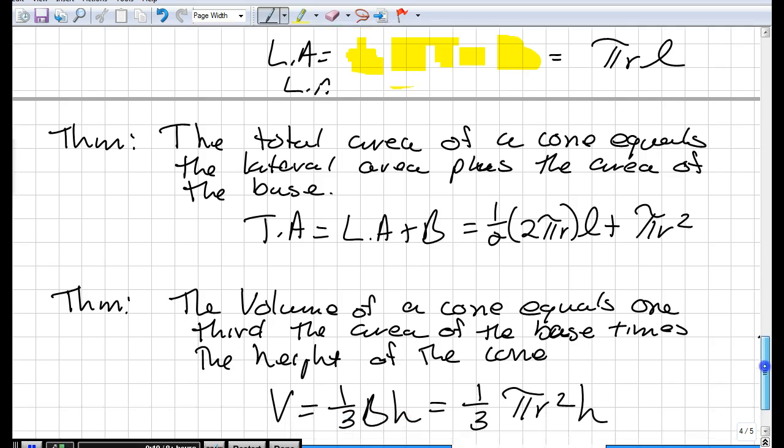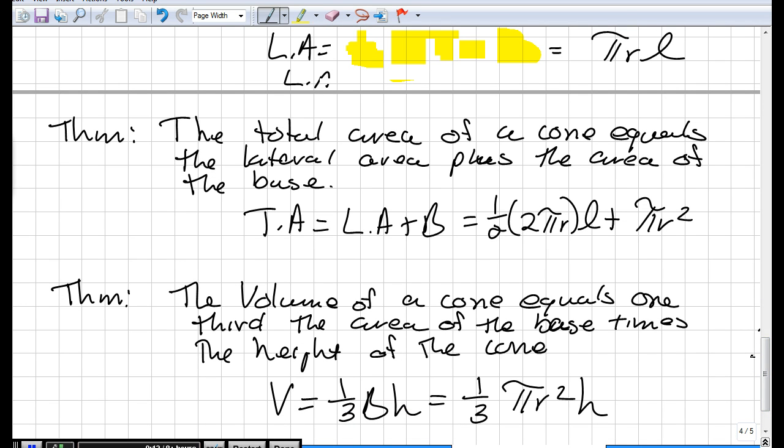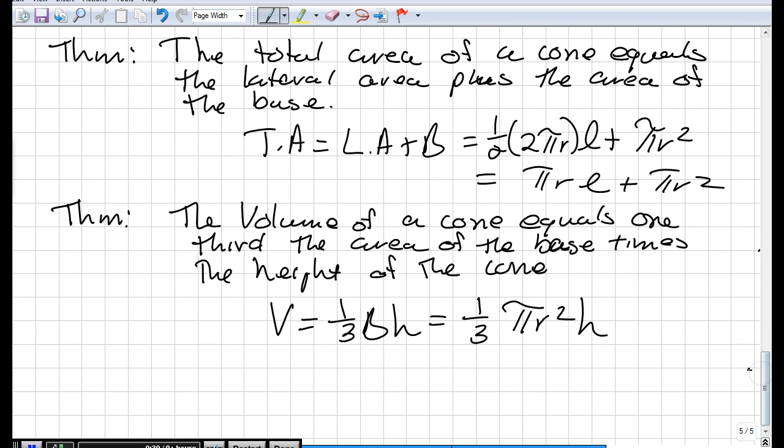All right. Then we have the total area of a cone equals the lateral area plus the area of the base. So lateral area plus base area, okay? And so again, notice that we could write this as pi r L plus pi r squared, okay? And finally, the volume. The volume of a cone equals 1/3, and that's the key, 1/3 the area of the base times the height of the cone. And so we have this formula here, okay?